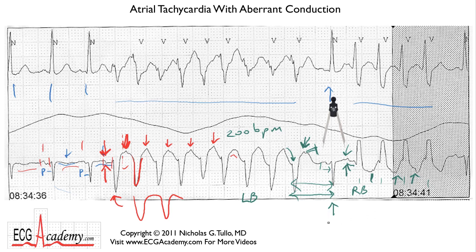So I hope this lesson straightens things out for you and gives you some ammunition in fighting the idea that every wide complex tachycardia is ventricular in origin. The last video in this series is going to talk about unusual types of atrial tachycardias, and I hope you enjoy that one as much as this one.